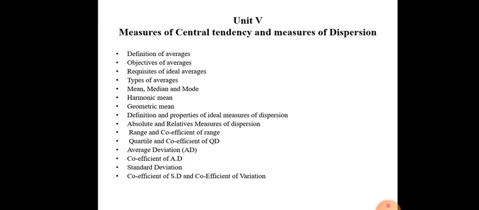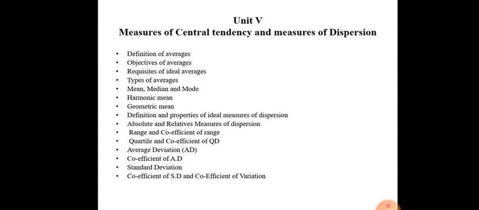Next one is the quartile and coefficient of QD. You know the word quartile means when the series is divided into four equal parts. Whatever the data of the series is, when this series is divided into four equal parts, it is the quartile. Like this, percentile, octile and decile are there. Okay, so we will see them in the next class.